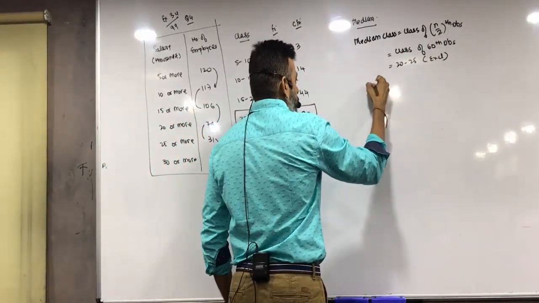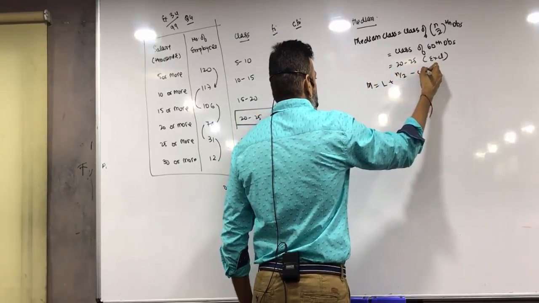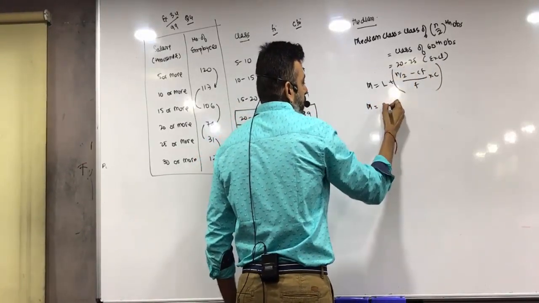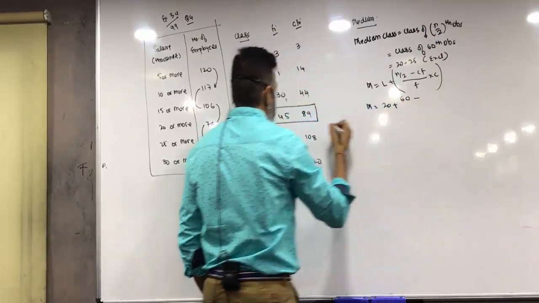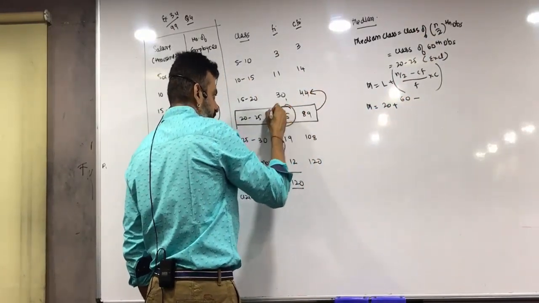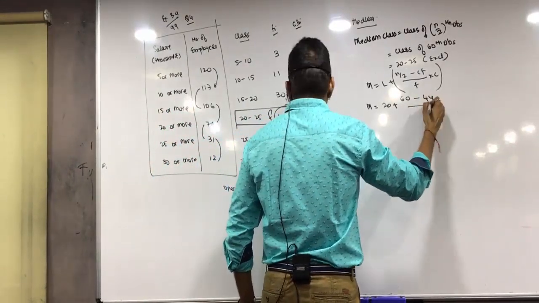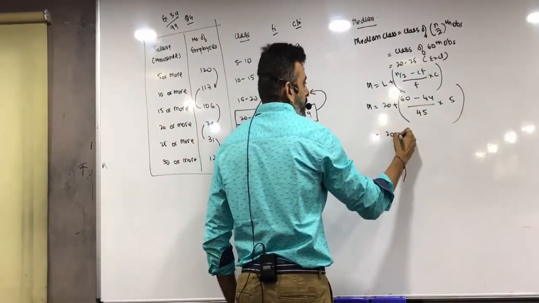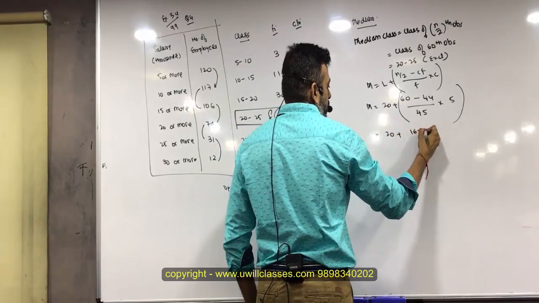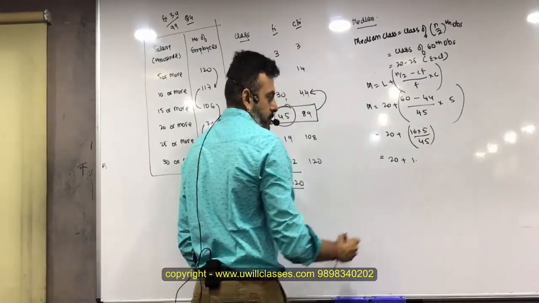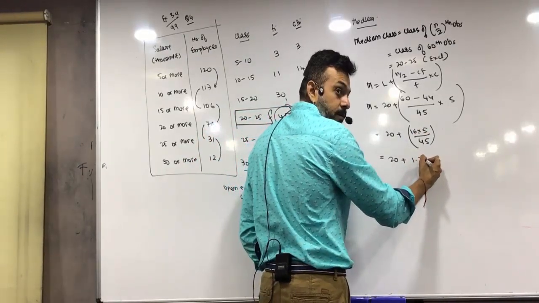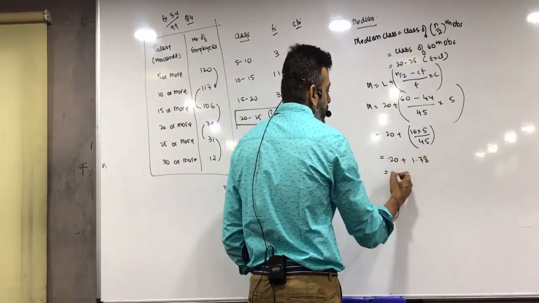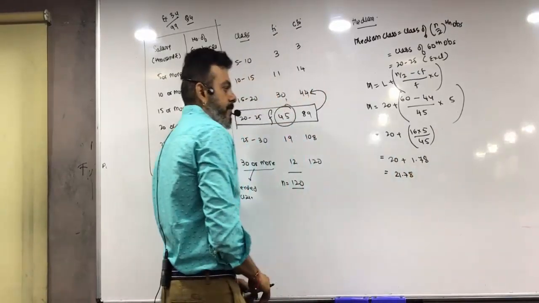Now, median is equal to L plus n by 2 minus Cf upon f into C. So median is equal to lower limit 20 plus n by 2, which is 60, minus Cf 44, upon frequency 45, into class length 5. That is 20 plus 1.77, which is equal to 21.78. This is the median.